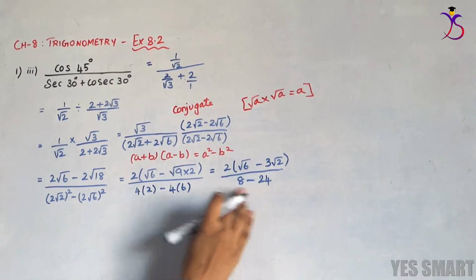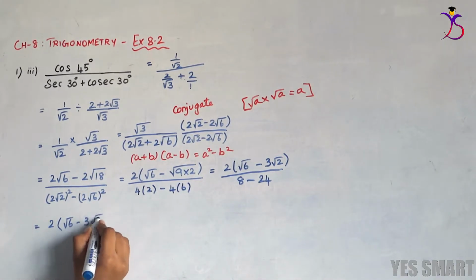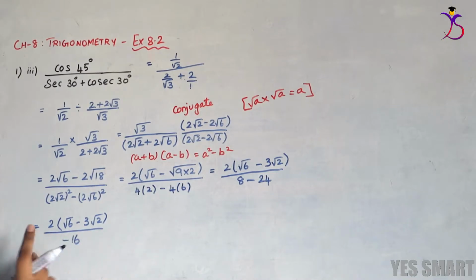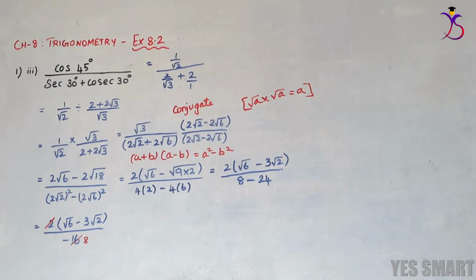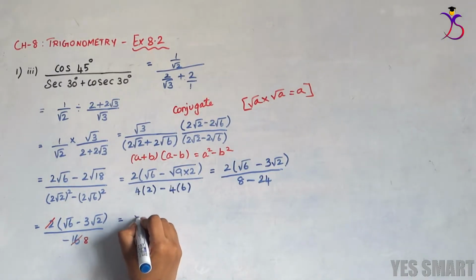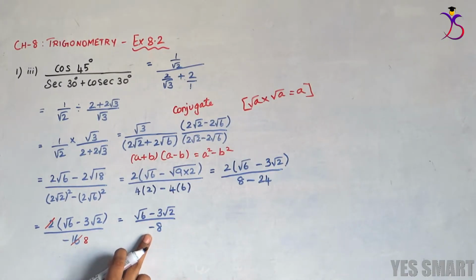Now I'm going to solve the denominator. 2 into root 6 minus 3 root 2, by 8 minus 24 is minus 16. Now I'm cancelling this 2 and minus 16. 2 1s are 2, 2 8s are 16. Now it becomes root 6 minus 3 root 2 by minus 8.